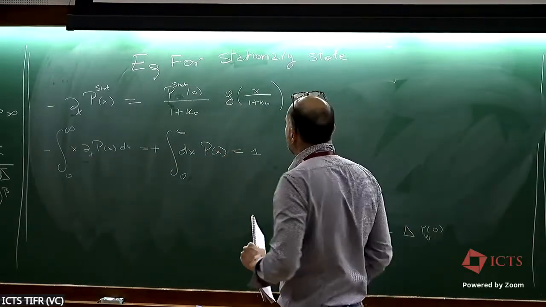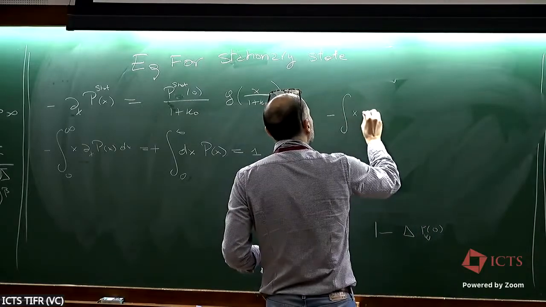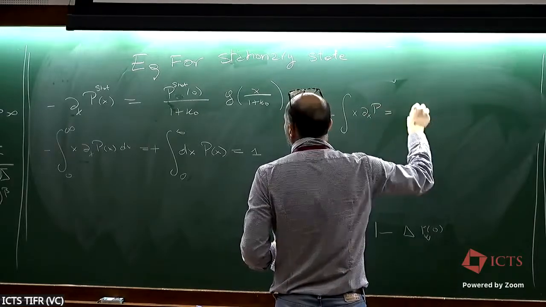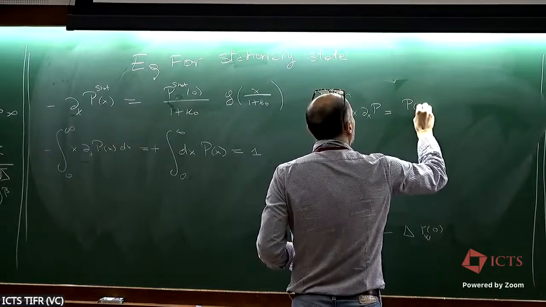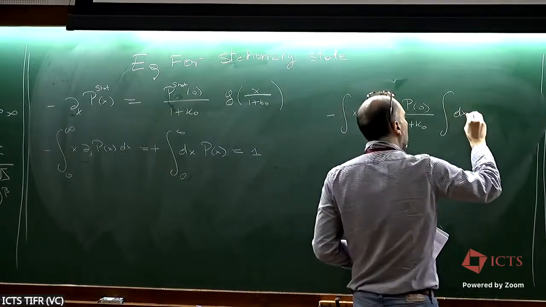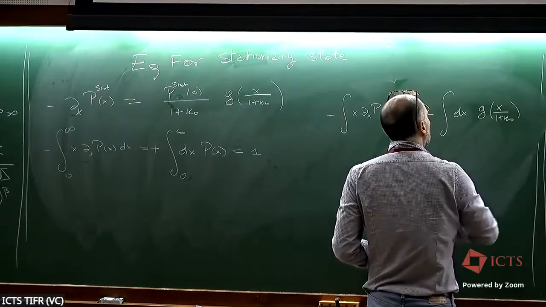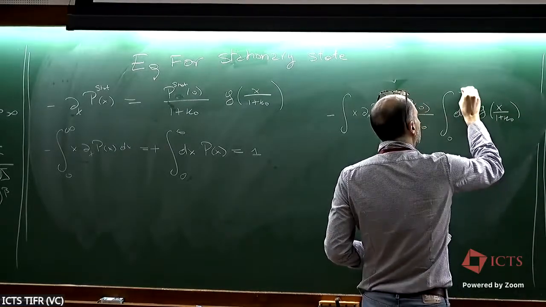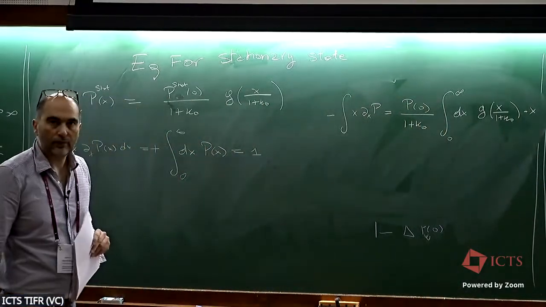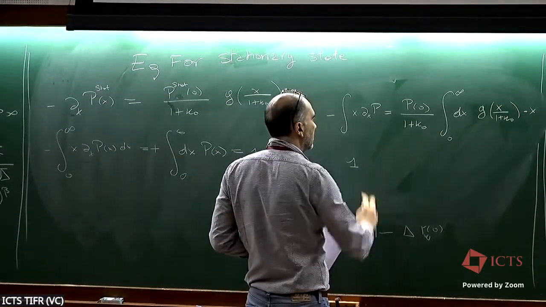So let's do this: integrate over x on both sides. So you have minus the integral over x dx p equal, and then we have to do p0 1 plus k0, and then we have to integrate it over x, g x divided 1 plus k0, between 0, infinity, and we have to integrate this, okay? And so this, we said, is 1, all of this.